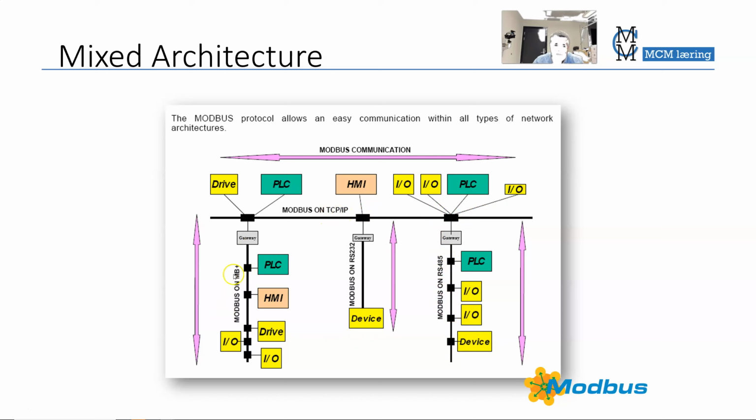You need a protocol translator between the RS-485 and the TCP/IP network here. You may use Modbus Plus, which is the proprietary version. Same here, different devices, but you need a gateway. Then you may use RS-232. Again, you need a gateway, but you can only have one device, because RS-232 is point-to-point. It's not a network structure.